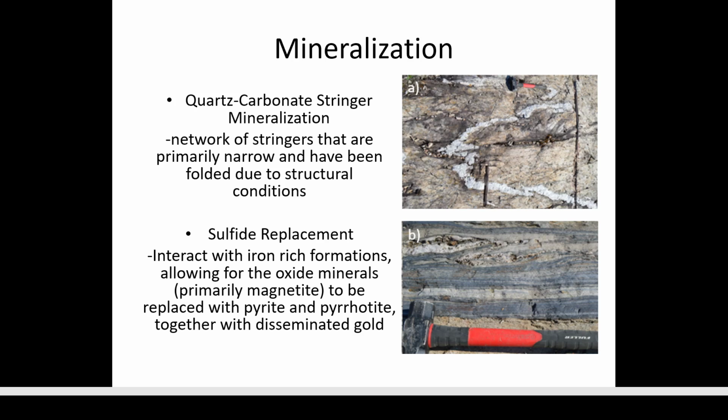Sulfide replacement is the second type of mineralization that is occurring. This is at an interaction between the iron-rich formations, which have allowed for different chemical reactions to occur. This allows for large replacement of the iron oxides with sulfides. The resulting process is sulfide lenses around the iron formations. This is allowing for oxide minerals, primarily magnetite, to be replaced with pyrite and pyrrhotite together with disseminated gold.